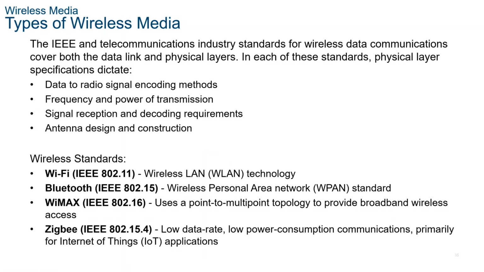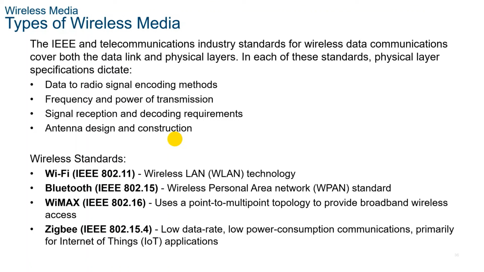Alright, so let's talk about the types of wireless media. The IEEE and telecommunications industry standards for wireless data communications cover both the data link and physical layers. In each of these standards, the physical layer specifications are applied to areas that include the following: data to radio signal encoding, frequency and power transmission, signal reception and decoding requirements, and antenna design and construction.